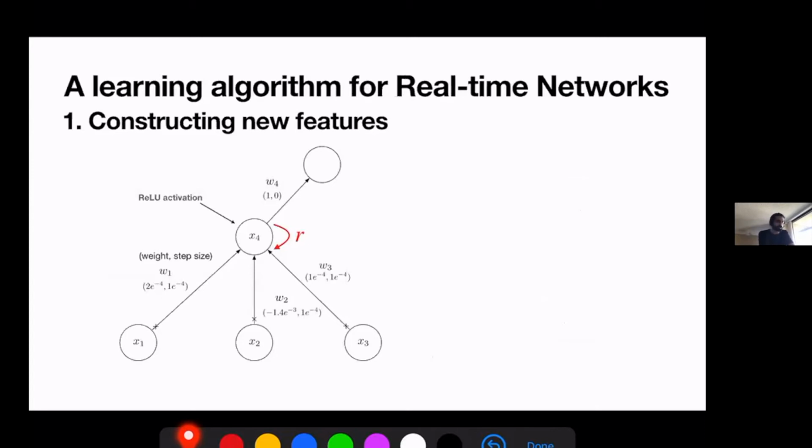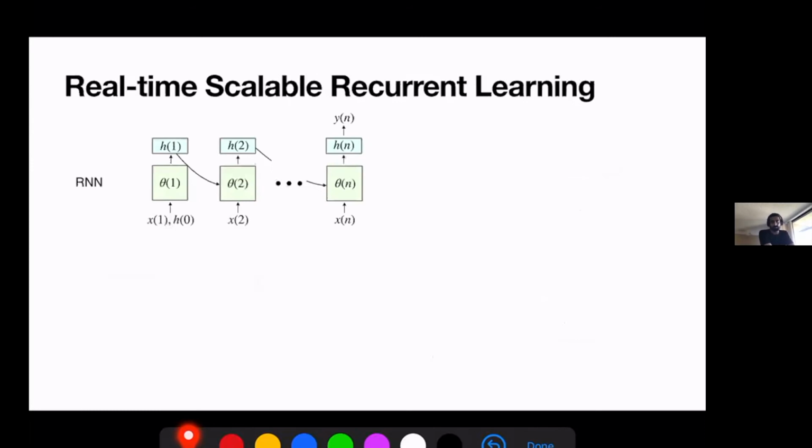Now, before I talk about how we would learn this recurrence in a scalable way, because recurrent learning algorithms are somewhat more expensive, let me just give you a brief overview of how recurrent learning is usually done. Imagine there's a recurrent network, and you want to compute the gradient of this prediction, yn, with respect to these parameters, theta1. You could do this by applying the chain rule, and the gradient would look something like this.